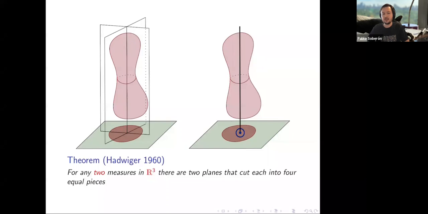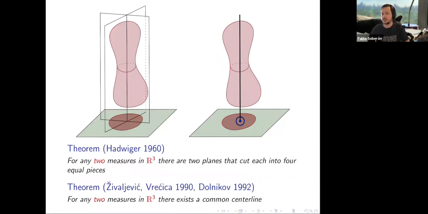And for the center line, that also holds for any two measures. This is a particular case of the central transversal theorem by Živaljević and Vrećica from 1990, I think, called independently as well by Vladimir Dolnikov, and says, if I give you two measures in dimension three, there's a common center line for both of them. One thing to note here is, if my two measures are the same measure, both of these results are completely trivial, okay?